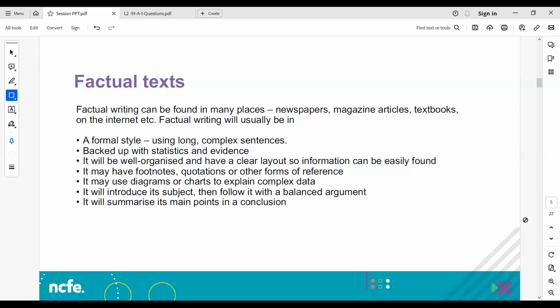And they'll be, just as it says, well organised. So again, it will have an introduction to what the text is about and then have a balanced argument, and will summarise its main points in a conclusion. So bringing all the arguments together and then making a summary.